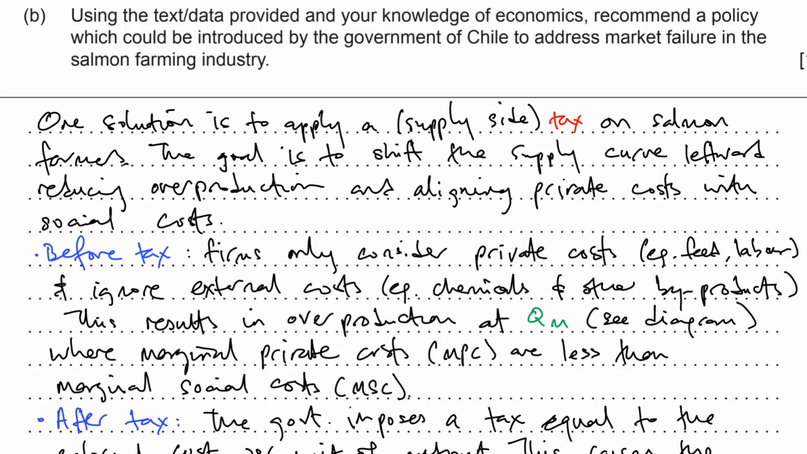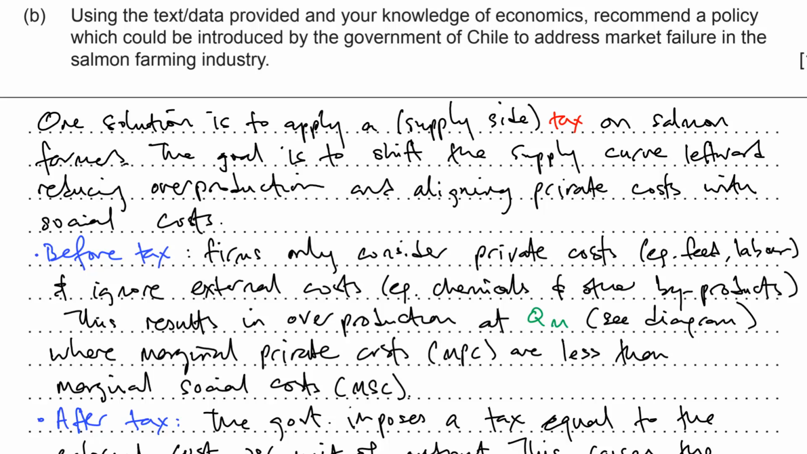The first section is you need to explain what the policy is, like what exactly does it do? And then the second bit is you probably want to apply and say, well, how does that specific policy fix that market failure? Okay, so the first half is going to be the what, and the second half is going to be the how.